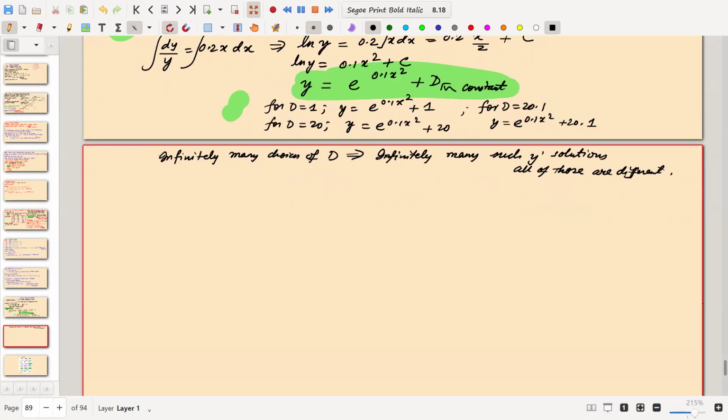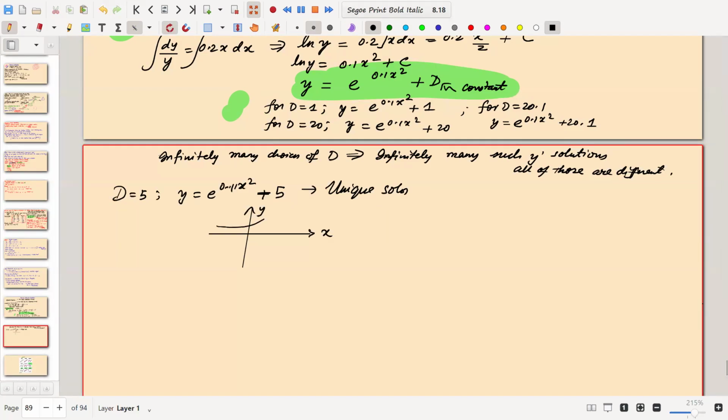When will it be unique? So I am telling that if you put d equal to 5, then the solution is y equal to e to the power 0.1 x square plus 5. And this is a unique solution, right? Because if you plot y versus x, then it will be just like an exponential equation, right? And it's a single function, right?